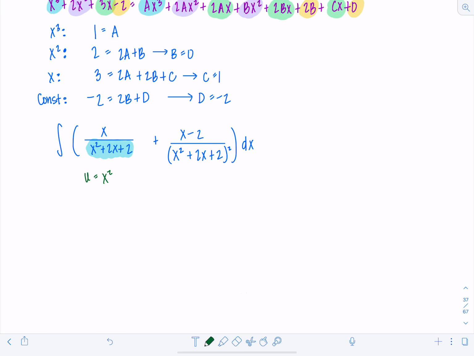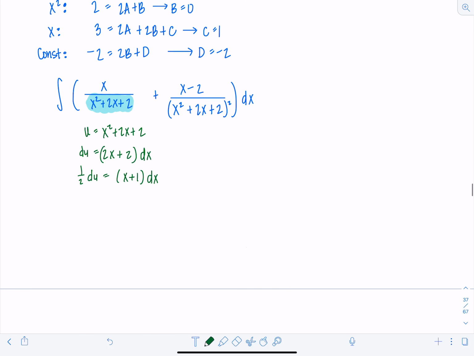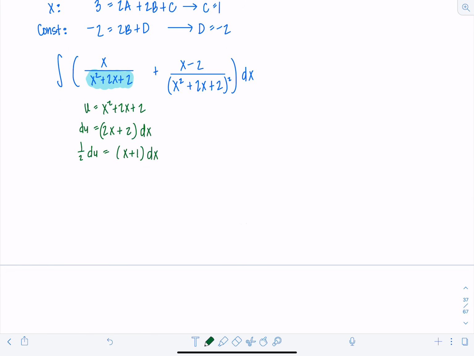So if u is x squared plus 2x plus 2, then du would be 2x plus 2 dx. And if I factor out that 2 and divide by it, that means 1/2 du is equal to x plus 1 dx. But I don't have x plus 1 in that first term. I just have an x. So what do we do? In math, when you don't have what you want, you don't sit around feeling sorry for yourself. You just make it happen.